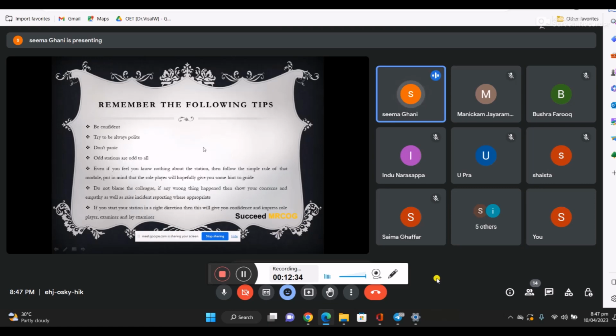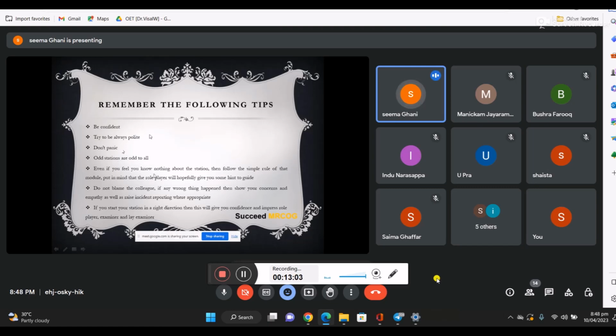So, what are the tips to remember? It's very important that this is a very doable exam. If we pass, it means that everyone will pass. The main thing is that you have to remain calm and composed and be confident. Try to be polite always and don't panic. If odd stations come, remember that if there's an odd station, it will be odd for all of the candidates.